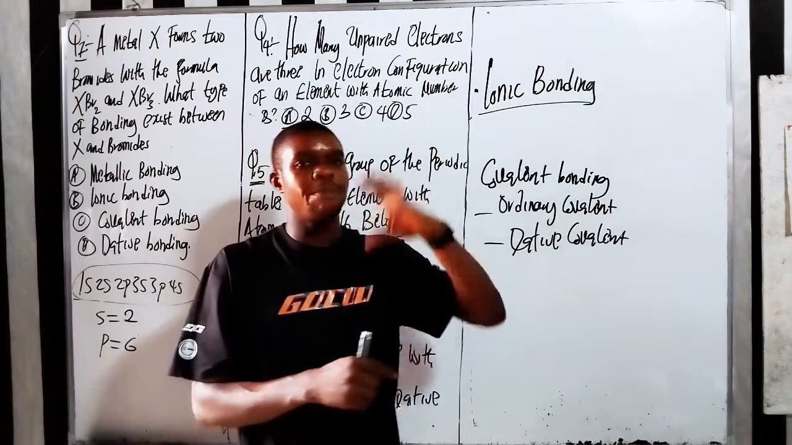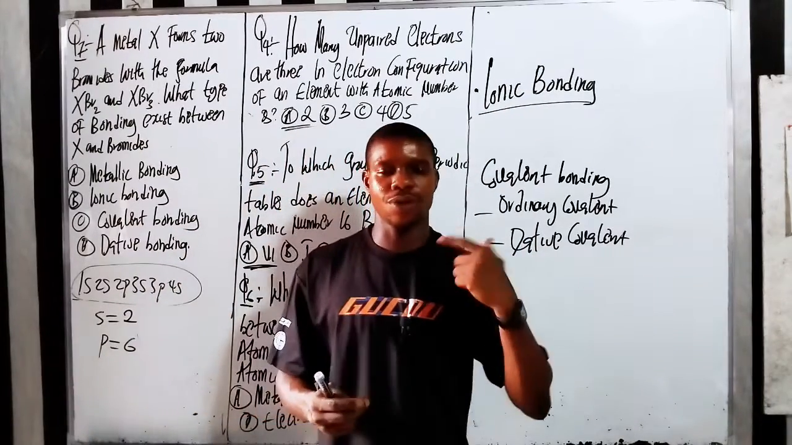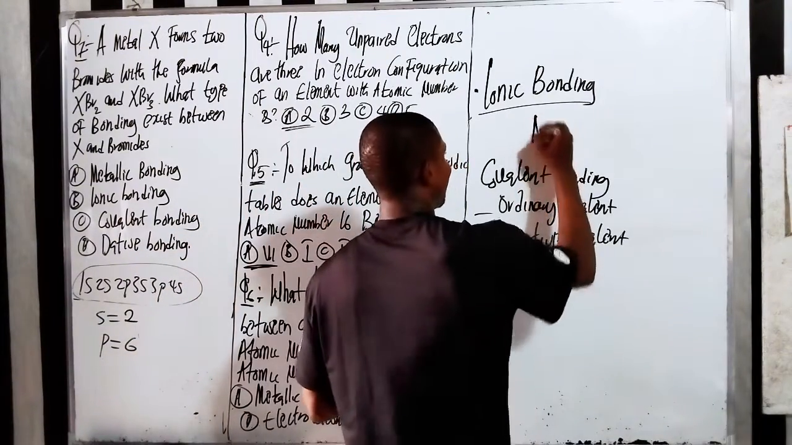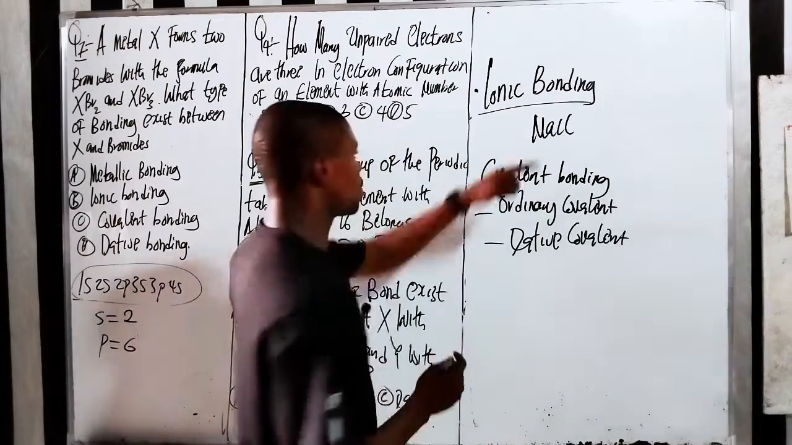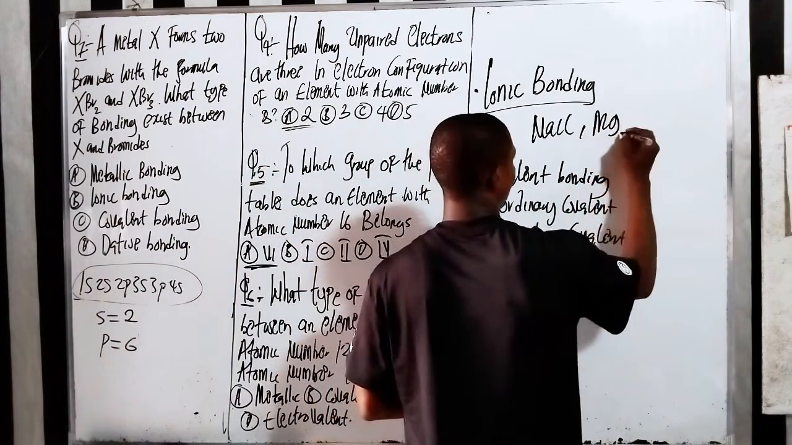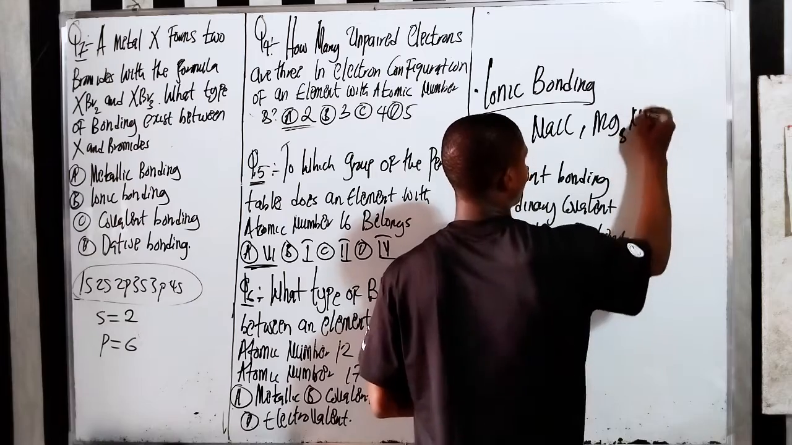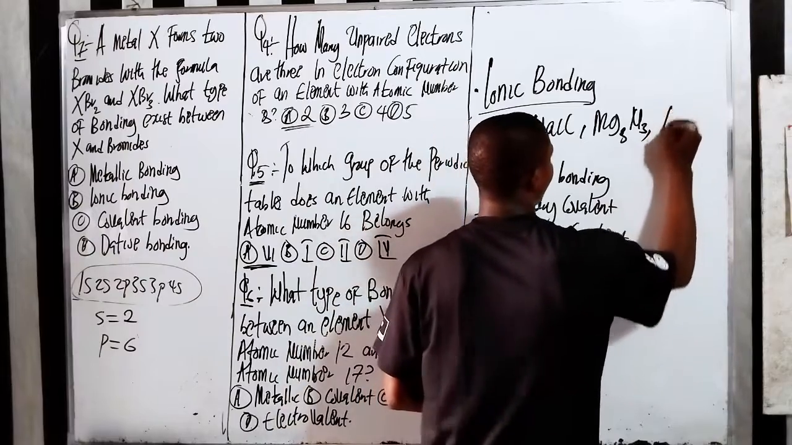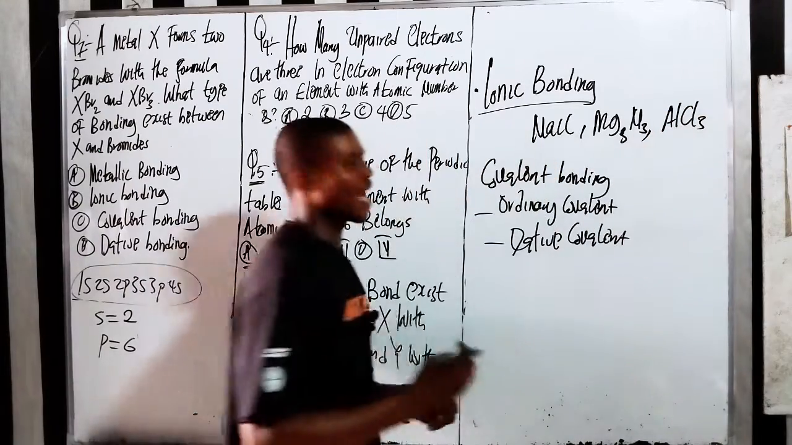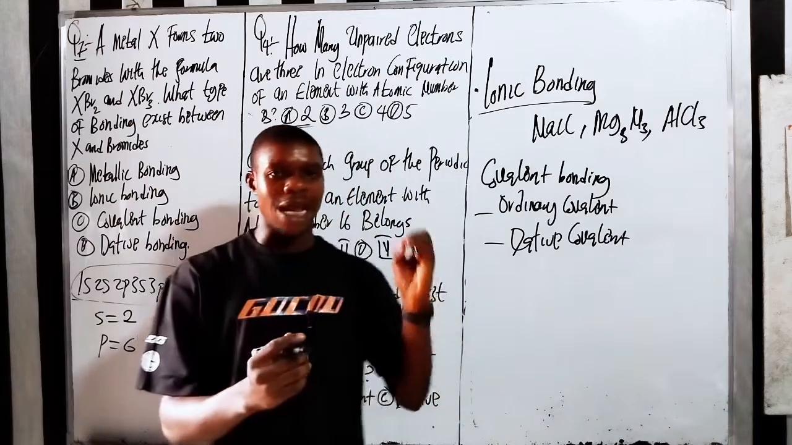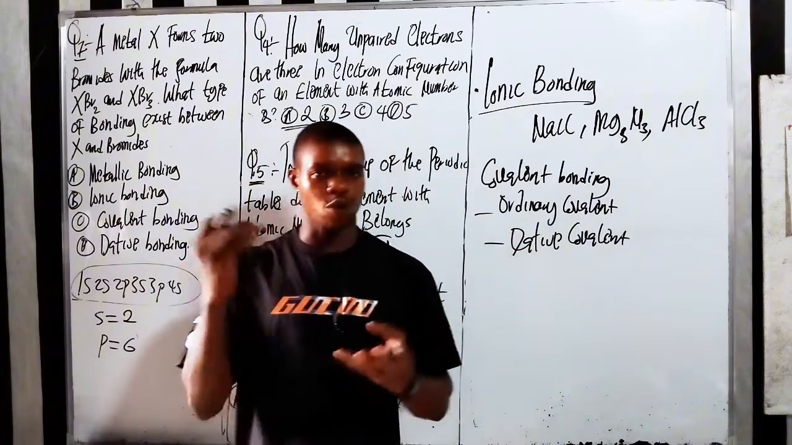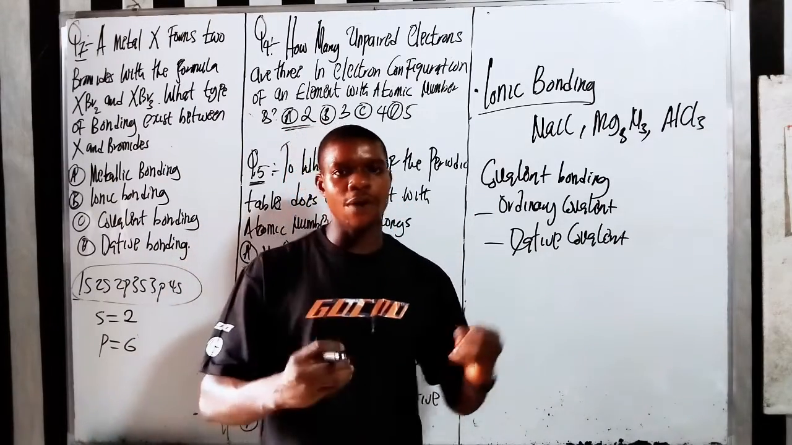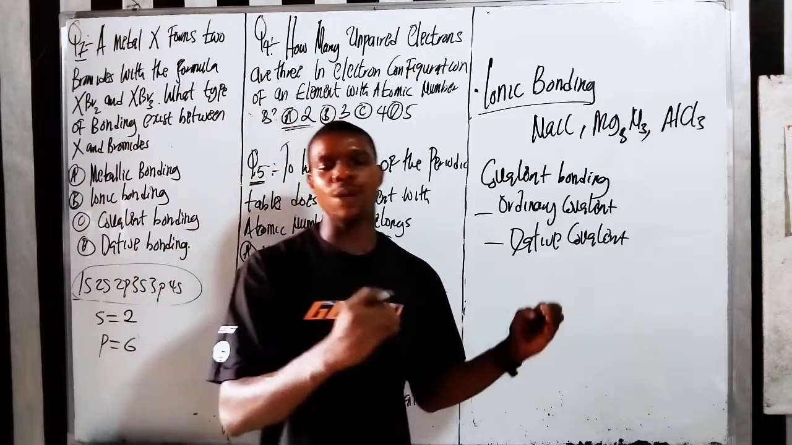This ionic bond here is between metal and non-metal. Metal gives out electron. Non-metal will accept the electron. A good example is NaCl, sodium chloride, magnesium nitride, and aluminium chloride. So any compound you see that has a metal and a non-metal is called an ionic compound, because it involves the losing and gaining of the electron.